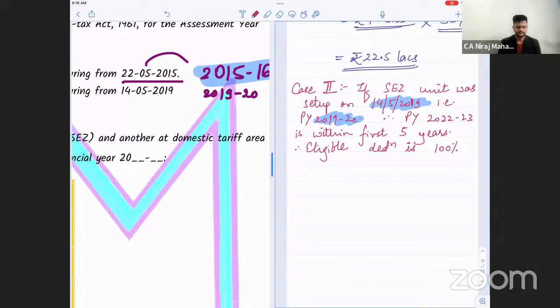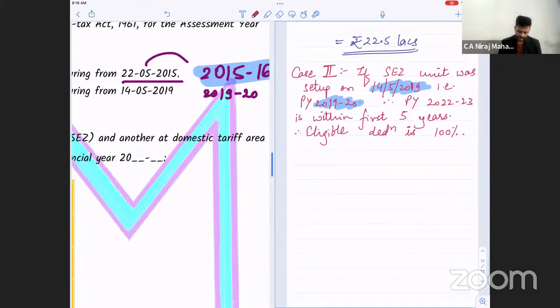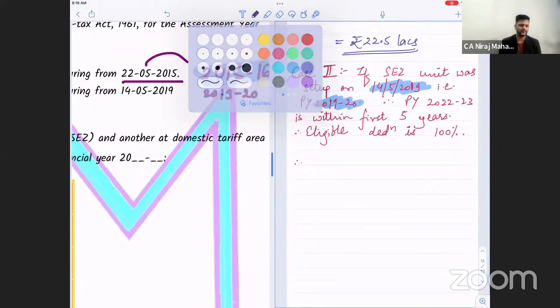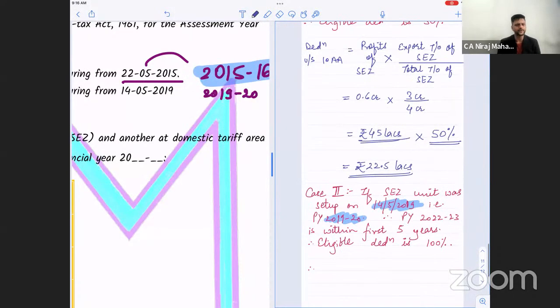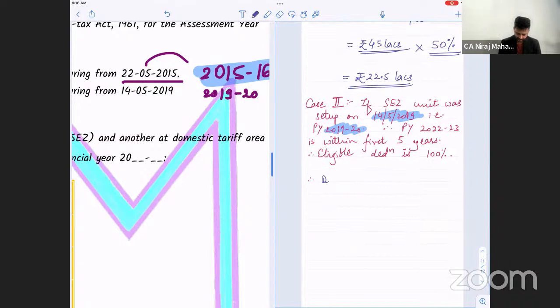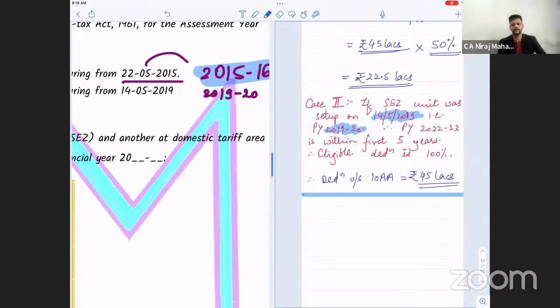Yes, Celia? Yeah. And we have already calculated, so I will not calculate again. How much will it be? 45 or 22.5? 45. Therefore, 45 lakhs. Done? Okay, everybody?